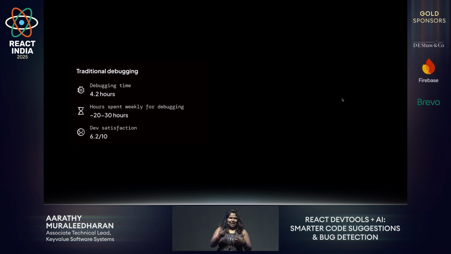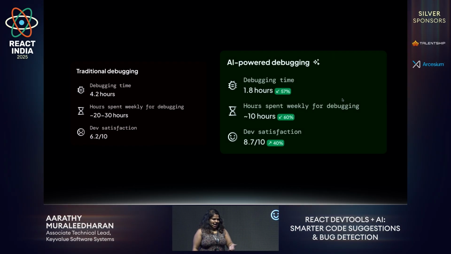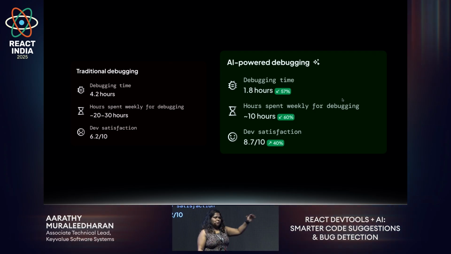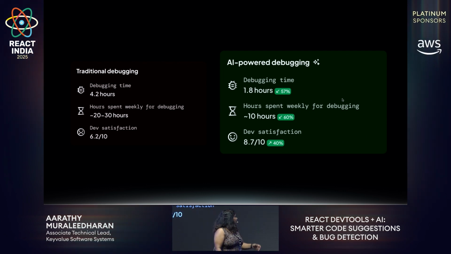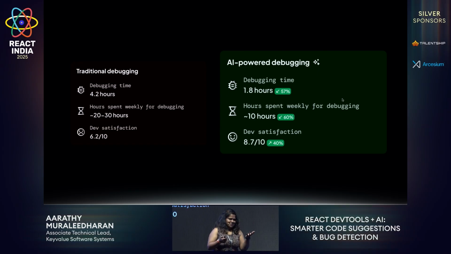So do we like to spend that much time just for debugging? Right? So dev satisfaction is very low. On adding AI, the debugging time was reduced to 1.8 hours, which is a considerable reduction in time. Because of that, the total hours spent weekly was reduced to below 10, or just 10 hours. And of course, self-explanatory, our dev satisfaction will increase because we get more time to develop more features. There is also a reduction in the production bugs that we are getting. So basically, dev satisfaction increases very much, I would say.